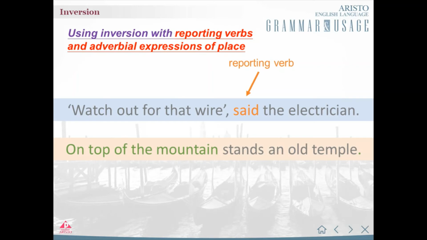Another way of using inversion is after adverbial expressions of place. Here is an example. On top of the mountain stands an old temple. After the adverbial expression of place, on top of the mountain, we use an inversion. The verb stands comes before the subject, an old temple. This type of structure is often found in descriptive writing.